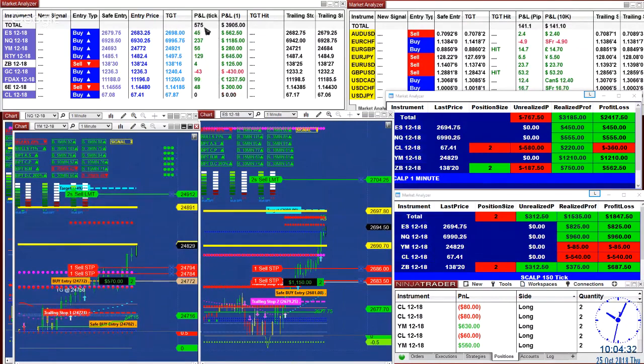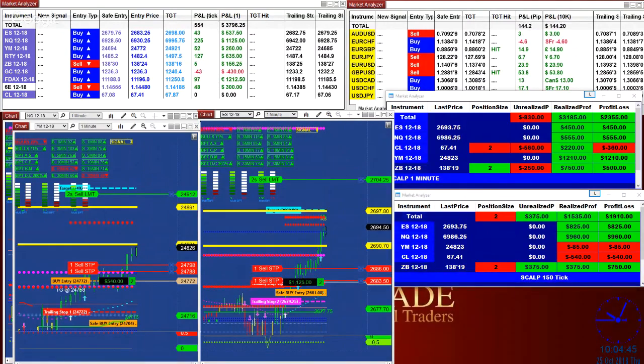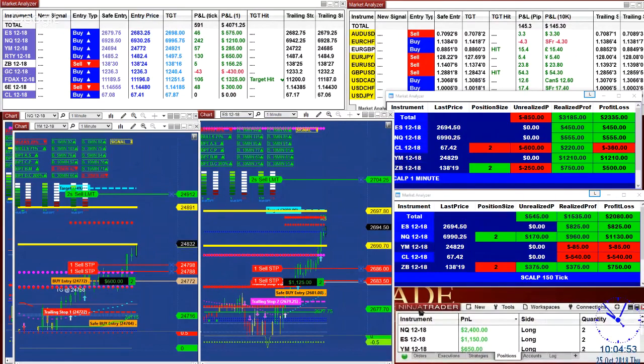Right now, we have 569 ticks. Based on the last entry signal, folks, we have 573. We will be covering also the swing trading, if you give me just 5 minutes.